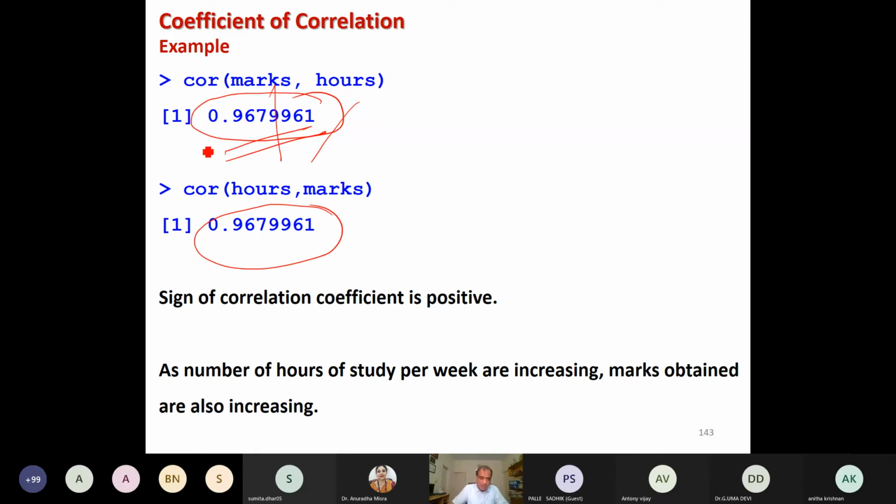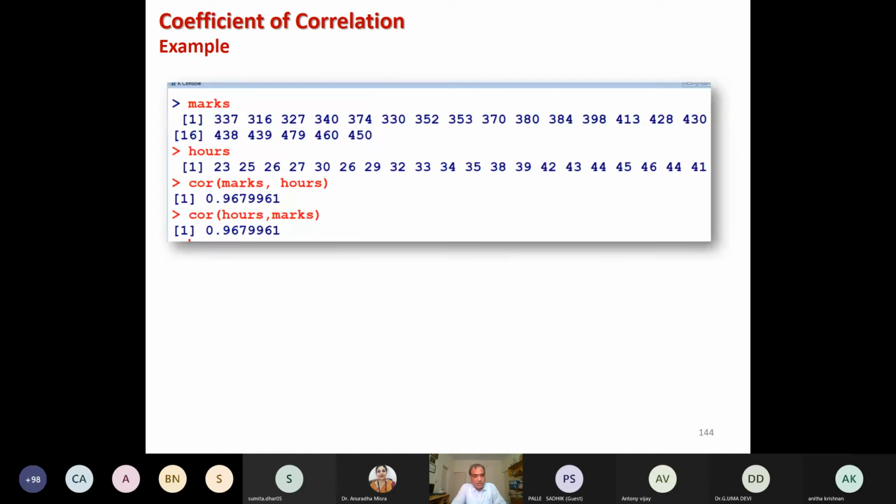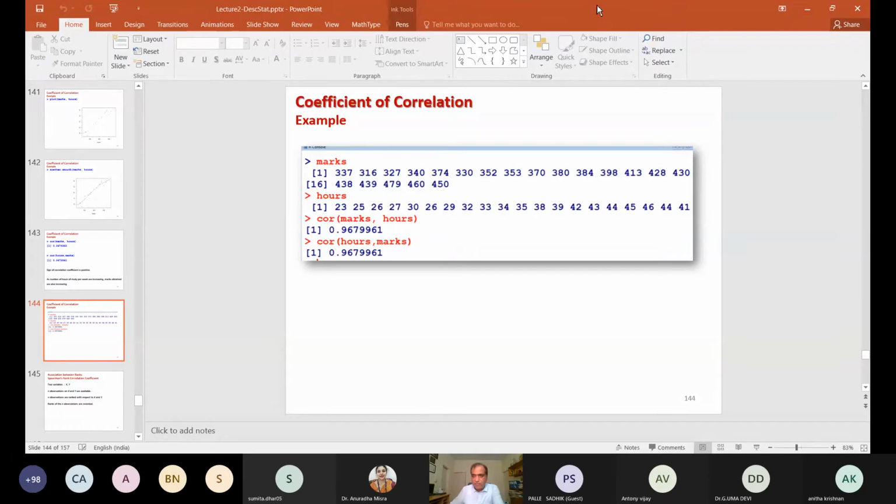You can see that the sign of the correlation coefficient is positive, which is obvious. We always tell our students that if you study more, your marks are going to increase. That is the simple interpretation of this concept. Right, this is the screenshot. Okay, if you have any questions, you can ask first, and then I will come to rank correlation. In the meantime, I will try to show it on the R console also. So if you have any question, please feel free.